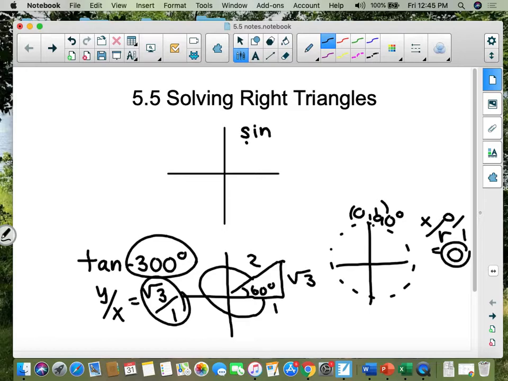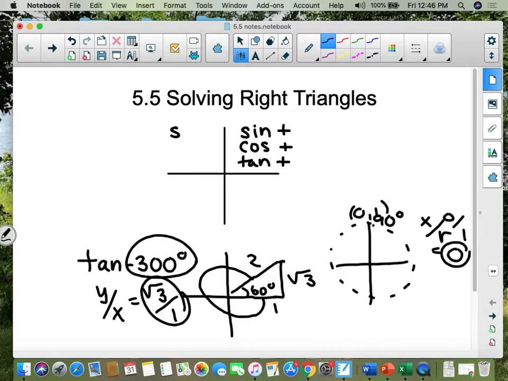Sine, cosine, and tangent are all positive in the first quadrant. Its reciprocals are also positive. What I mean by that: the cosecant is positive, the cosine and the secant are also positive, and the cotangent and the tangent are also positive in this quadrant.